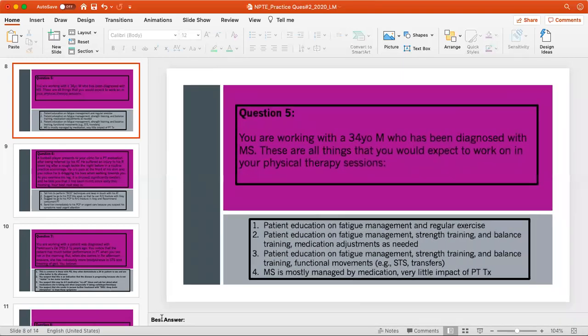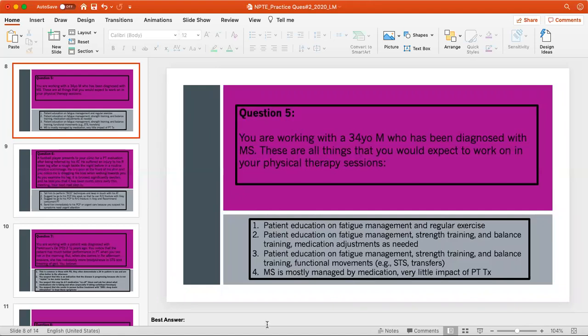Okay, so got a neuro question. You're working with a 34-year-old male who's been diagnosed with MS, multiple sclerosis. These are all things that you would expect to work on in your PT sessions. Patient education on fatigue management and regular exercise. Fatigue management, strength training, balance training, medication adjustments as needed. Number 3, patient education on fatigue management, strength training, balance training, functional movements like sit to stand or transfers. Number 4, indicating MS is mostly managed by medication, so there's very little impact of physical therapy treatment.